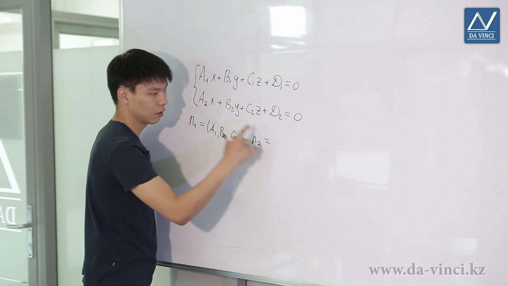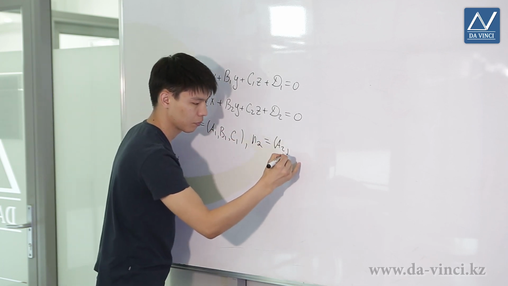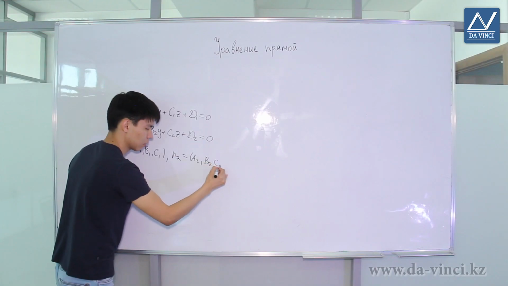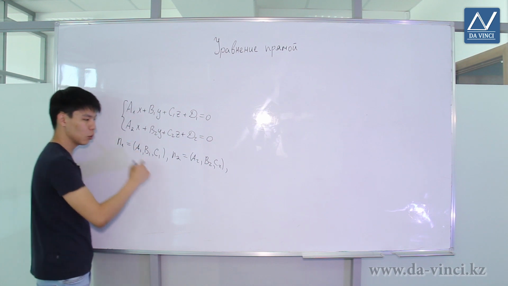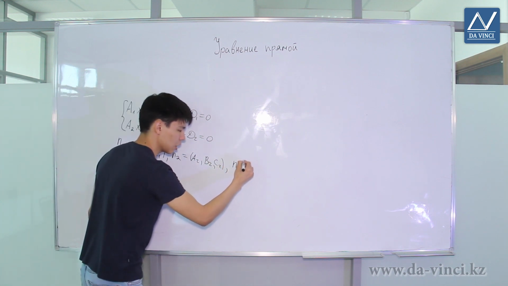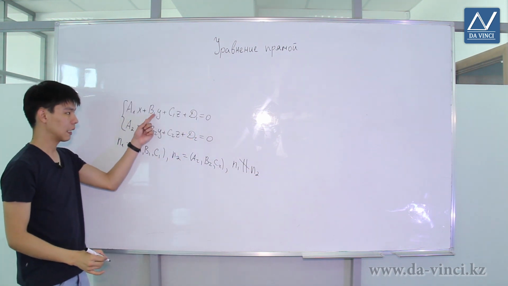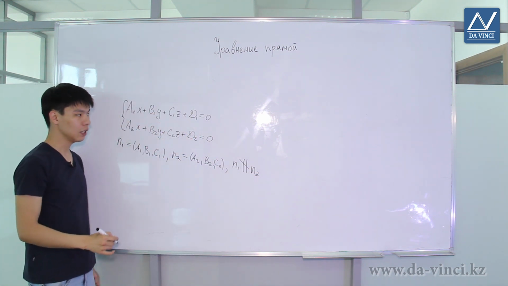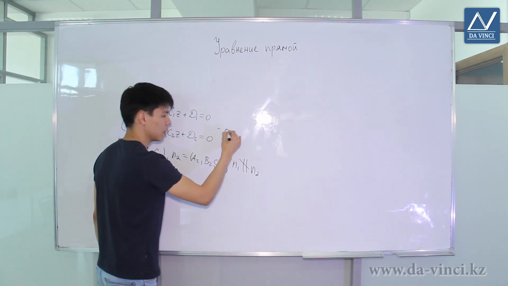The normal of the second plane is a vector with coordinates A2, B2, C2. So if these planes are not parallel, that is, the normals are not collinear, which means n1 is not collinear to n2, then these planes intersect, and they draw up some line at the intersection. Such drawing up of the line is called the general equation of the line.